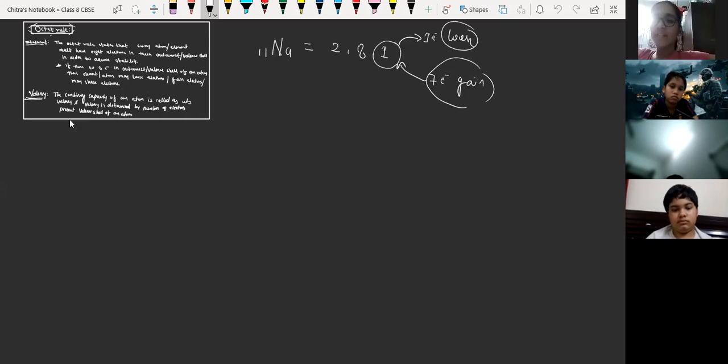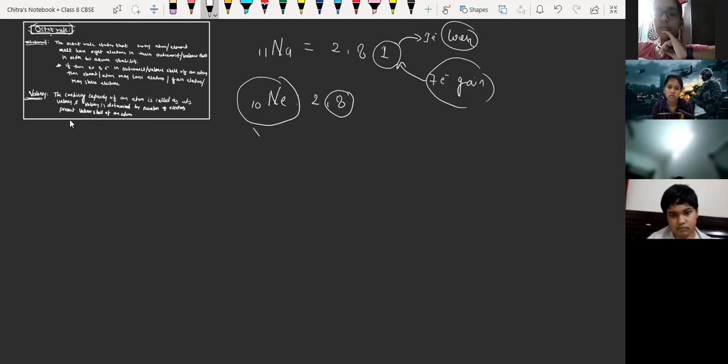Inert gases have valency zero, no, sir? Yes, because they are not going to form bonds with other elements. Suppose we have neon here. Neon has atomic number 10, so its electronic configuration will be 2 and 8. The outermost shell contains 8 electrons. According to the octet rule, neon is stable, so it is not going to react with other elements. But in order to complete the octet, sodium had to lose 1 electron.